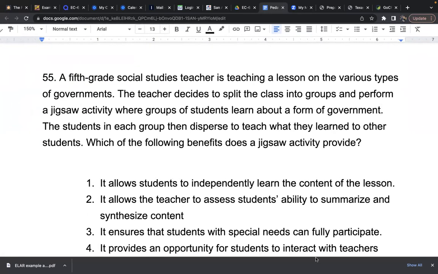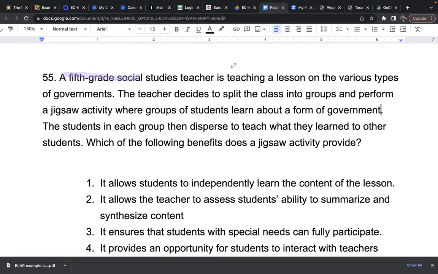What do I need to highlight here? 5th grade teacher. Teaching a lesson. What are we looking for? Teaching a lesson. Various types of government. She decides to split the class in groups, and the students learn about a form of government.